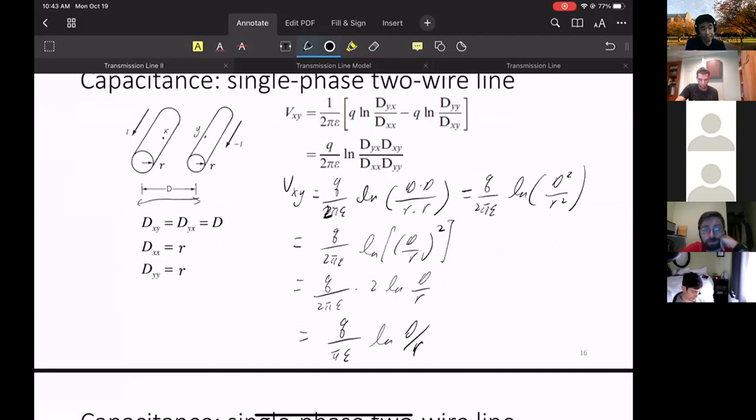So this is the voltage difference when we have 2 conductors carrying current. We get it by plugging all these parameters into the equation. So we're almost at capacitance, but we're not exactly there yet, because we're calculating the voltage difference.